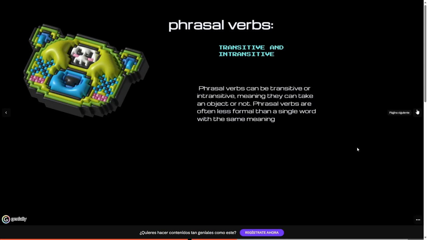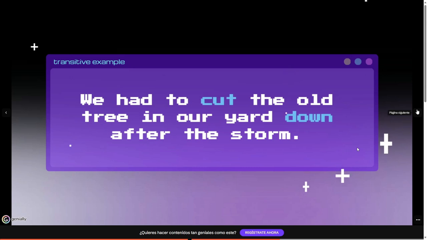Phrasal verbs, transitive and intransitive. Phrasal verbs can be transitive or intransitive, meaning that they can take an object or not. Phrasal verbs are often less formal than a single word with the same meaning. As I was mentioning, transitive and intransitive phrasal verbs can take an object or not.